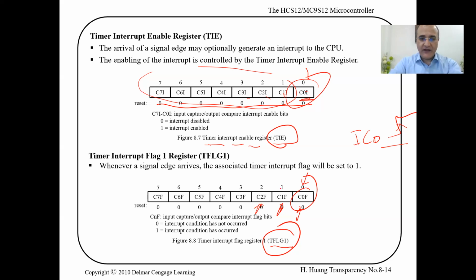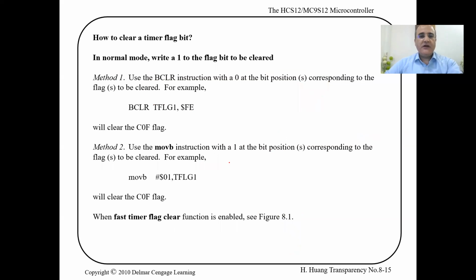Okay, how do we clear a flag? We write a 1 to it in this register. Okay, how do we clear a flag? We write a 1 to it.